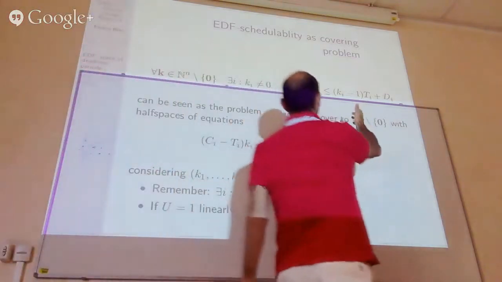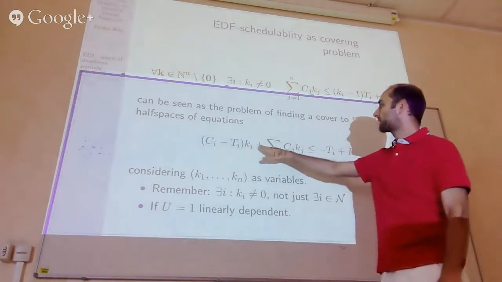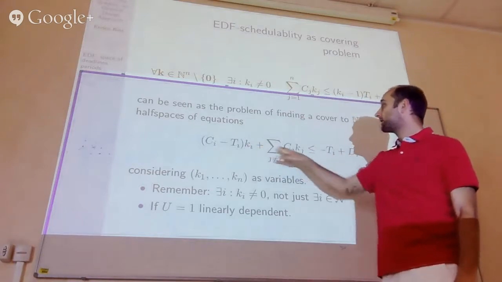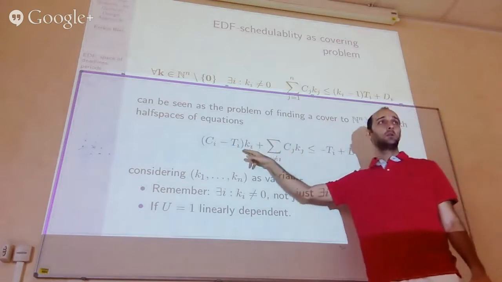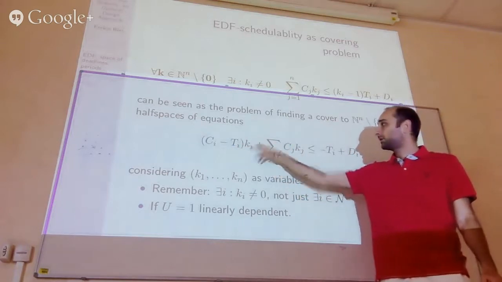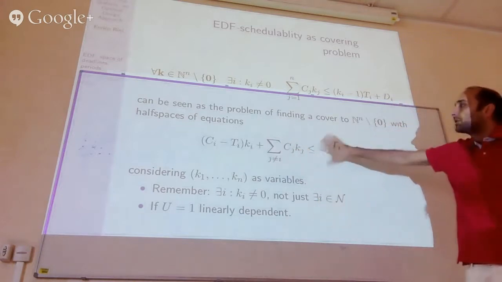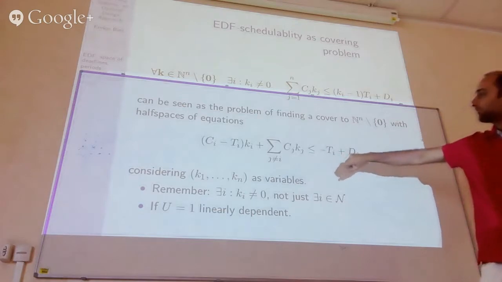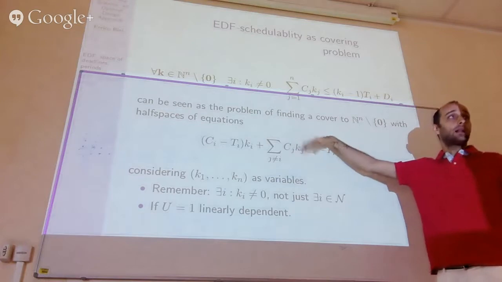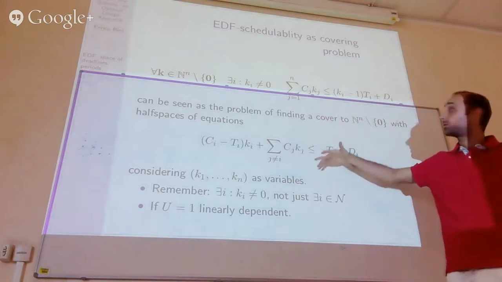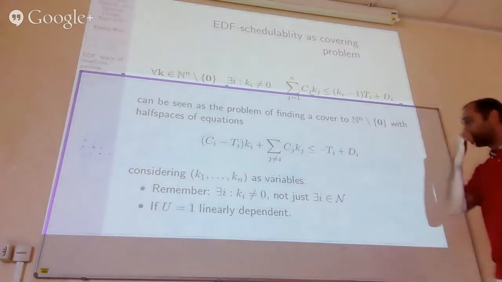Yes, because here what I did was just to bring the Ki to the other side, and here you have just a condition, a linear inequality on the K with these coefficients. It's a linear inequality on the K. Here are the variables. So if for all k you always have at least one among these n conditions, and that is covering, then you're satisfied.